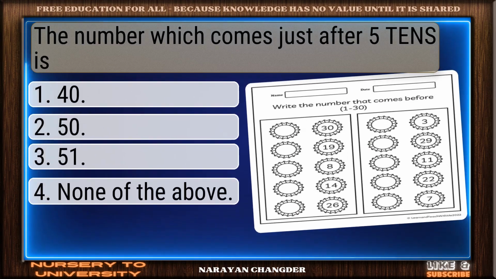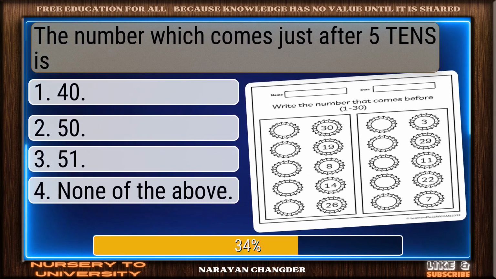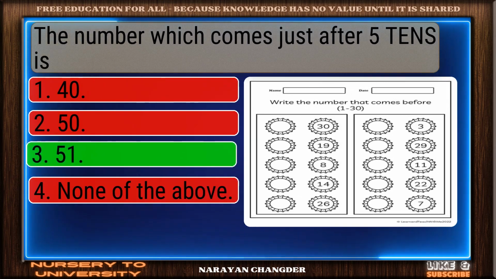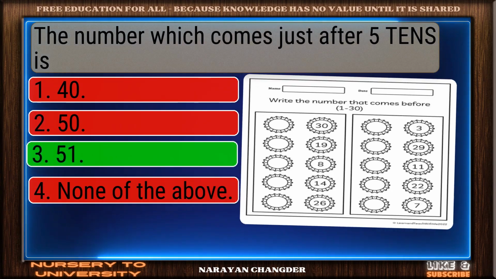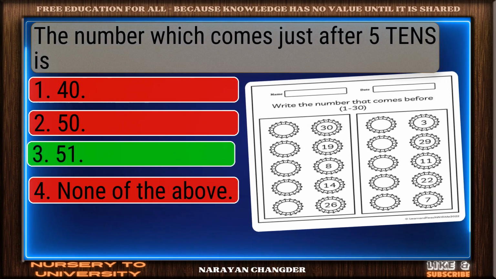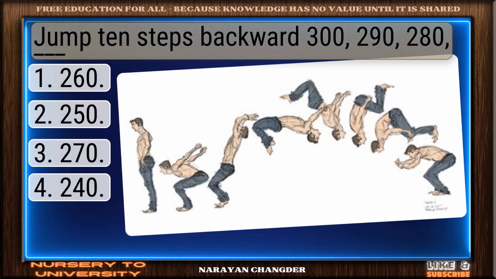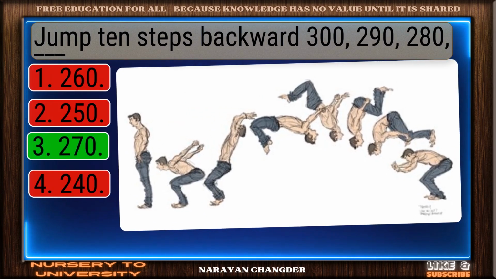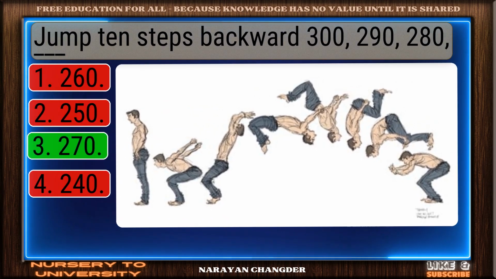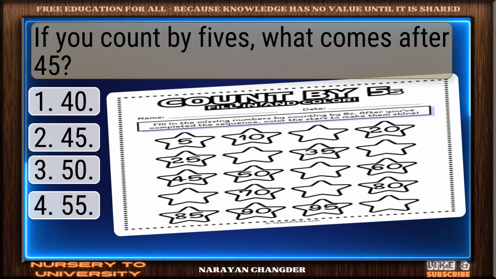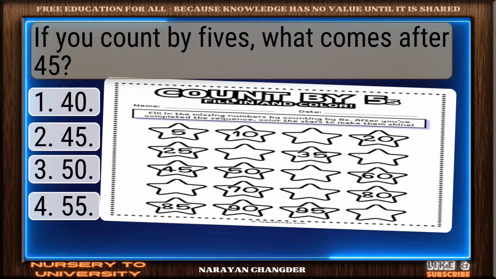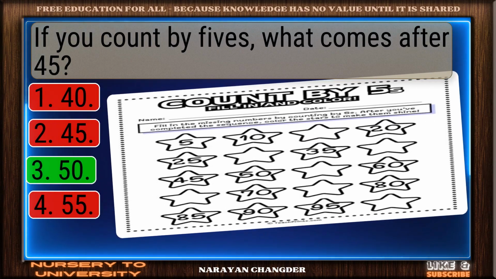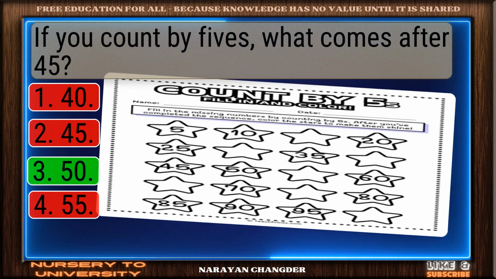The number which comes just after 5 tens is? Clear logic. Your choice 51 is sound and 100% true. Jump 10 steps backward from 280 to dash. Right again. 270 is a valid answer. If you count by fives, what comes after 45? Nice selection. 50 is the correct and valid answer.